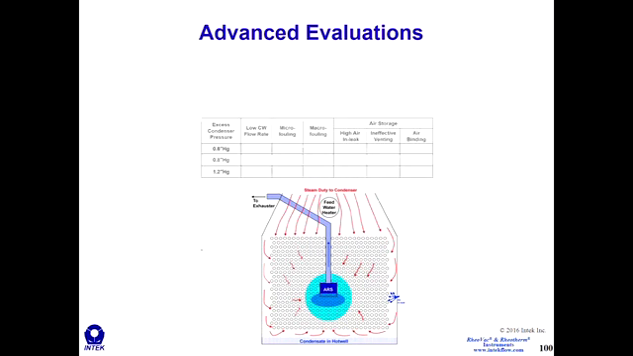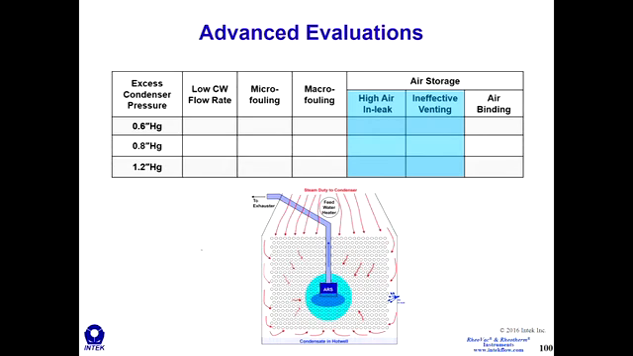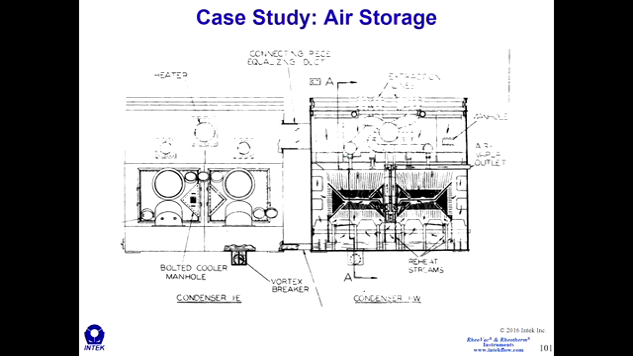Now I want to show you how air binding looks when there's high air leakage or ineffective venting. We'll show you how these airbound zones shift over time. We'll show you a movie of an airbound zone growing and shrinking over time through a test. So this is a Foster-Wheeler condenser design that we monitored air binding in.